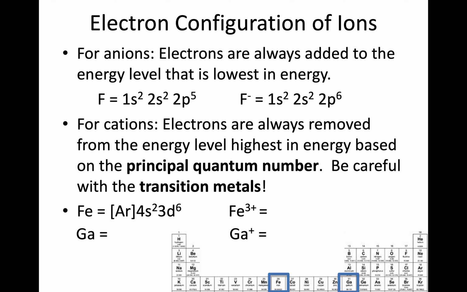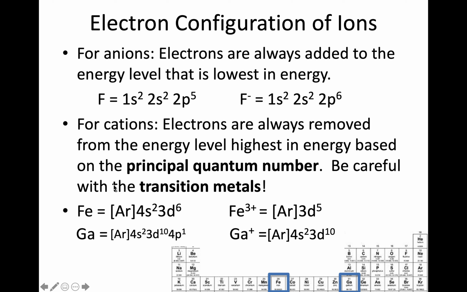So my suggestion is first determine what the electron configuration is for the neutral atom, and then remove from the larger principal quantum number. Notice with iron, we were removing from the 4s before we began removing from the 3d.